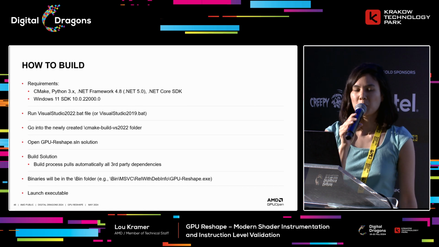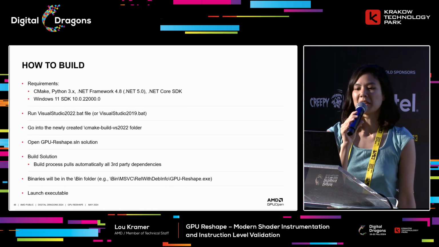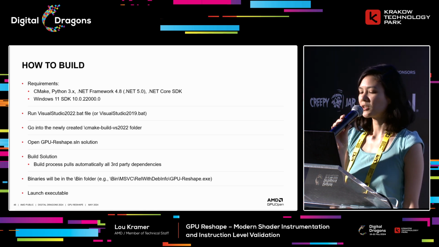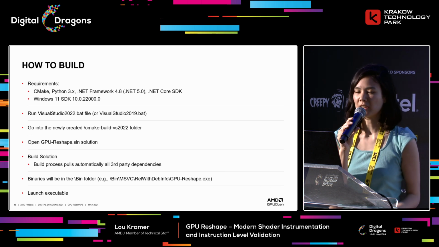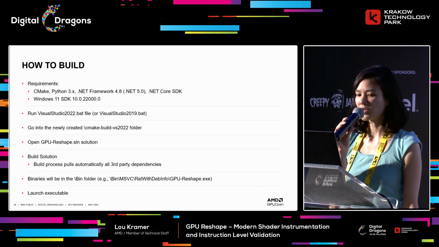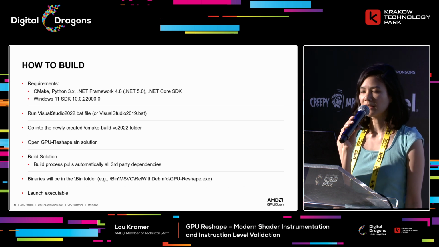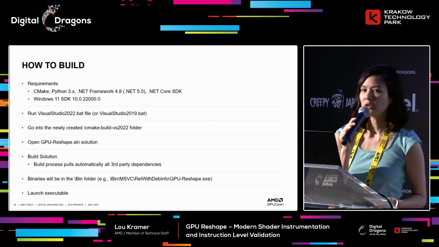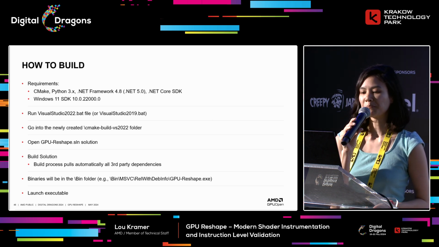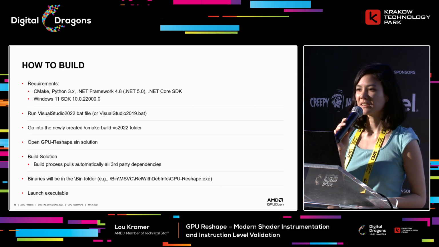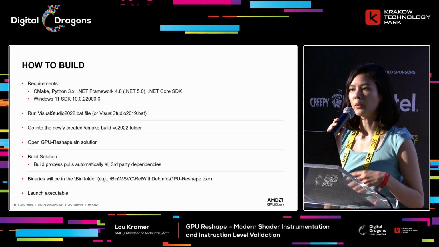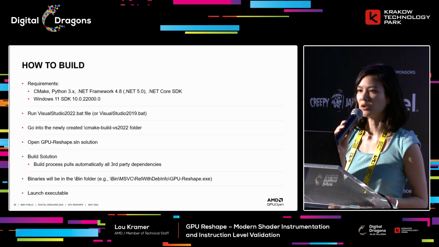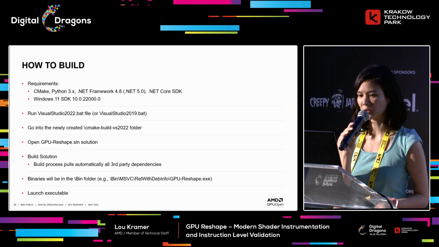And in theory, it's quite simple. So there's a BAT file to generate the Visual Studio solution. Then you just open it, build it, and then you have the binary that you can just launch. What's important to know is that the building process will pull automatically all third-party dependencies. And this can lead to some issues depending on your IT security system.